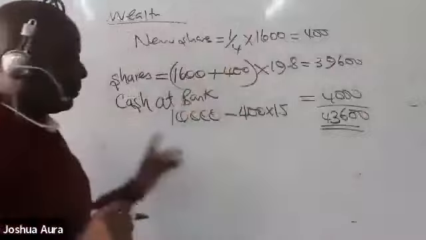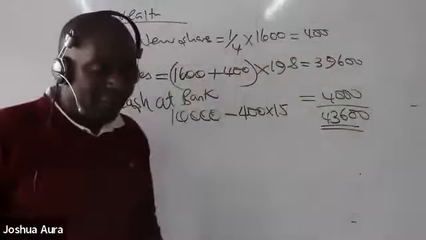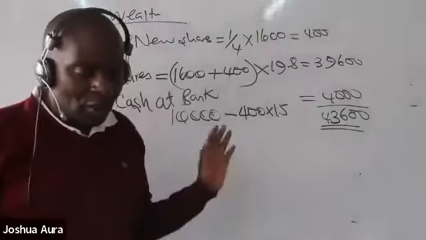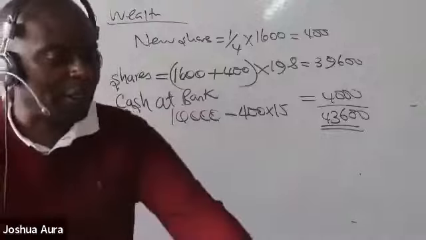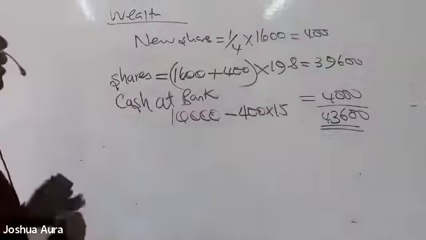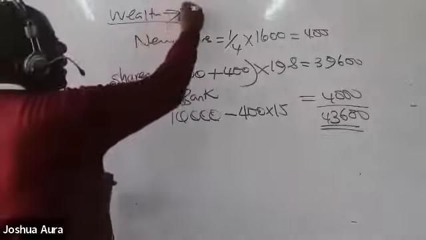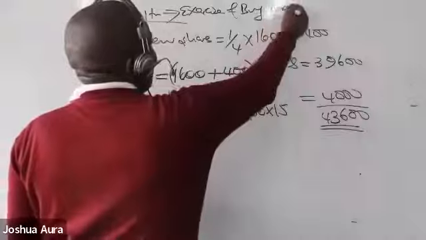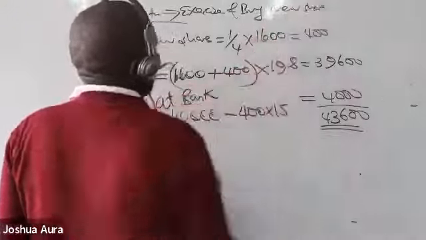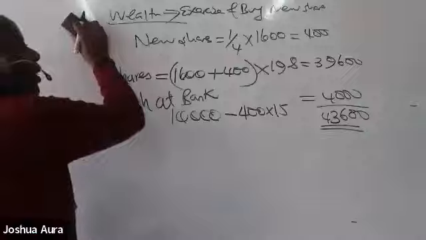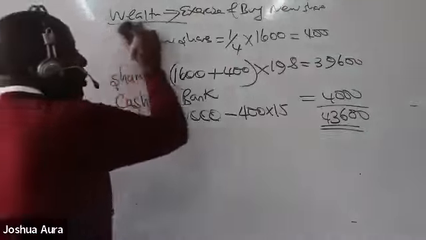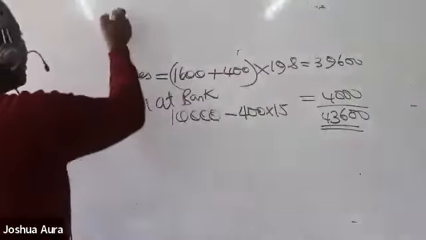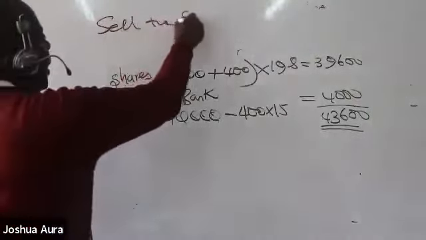That's number one. Number two, I would want to repeat this again. Number two now is where they want us to sell all our rights, isn't it? We are not buying, we are selling all our rights. Remember, the first scenario is where we exercise and buy new shares. The second scenario is where we sell the rights.